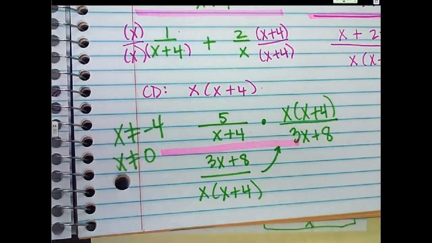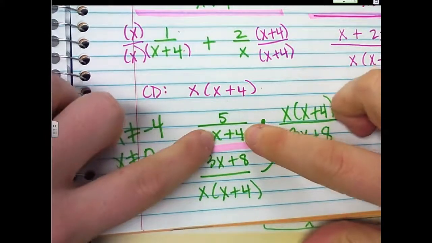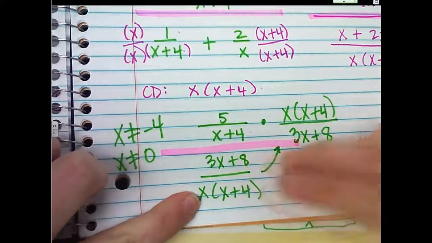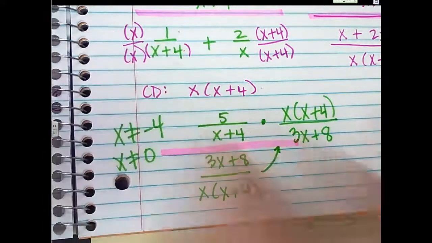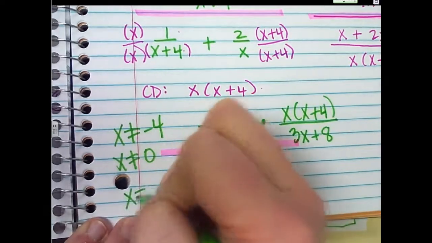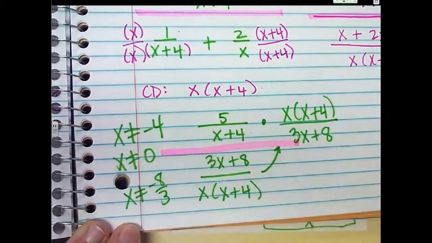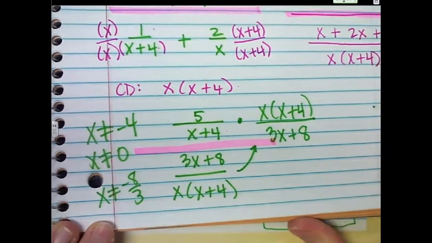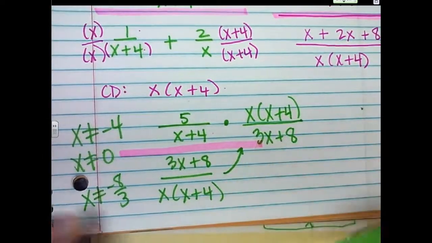Okay, so remember, restrictions come because the denominator cannot equal zero. Well, technically, this is a denominator, and then when I flip it, this is a denominator. So you just have more pieces to look at. Okay, so I'm going to add negative 8 thirds to my restriction list. Once you flip it, everything is now normal.